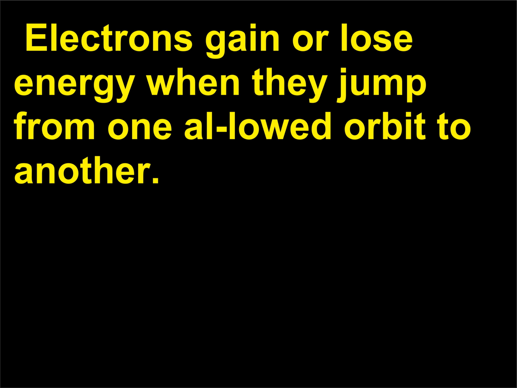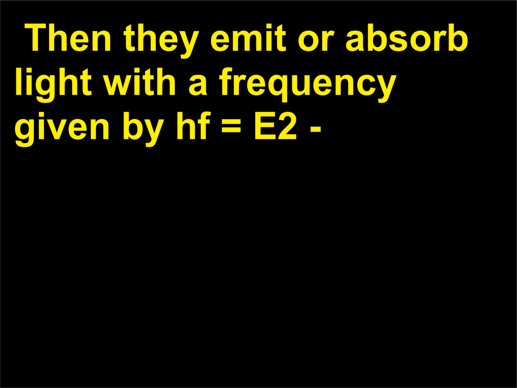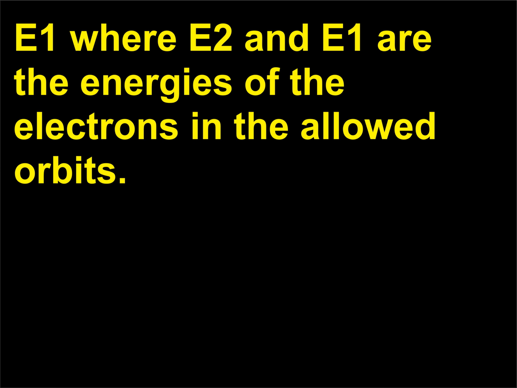Electrons gain or lose energy when they jump from one allowed orbit to another. Then they emit or absorb light with a frequency given by hf = E2 - E1, where E2 and E1 are the energies of the electrons in the allowed orbits.